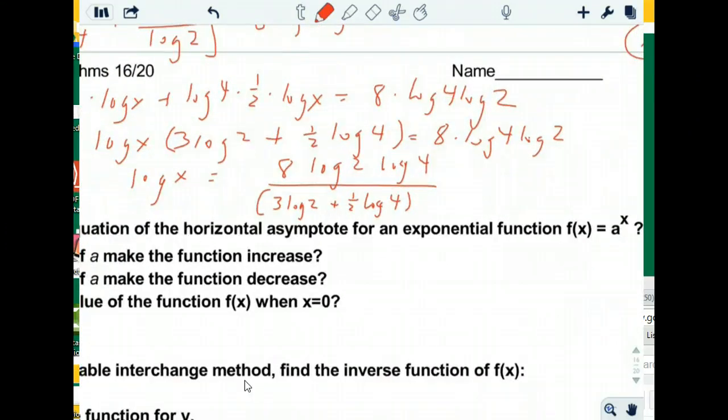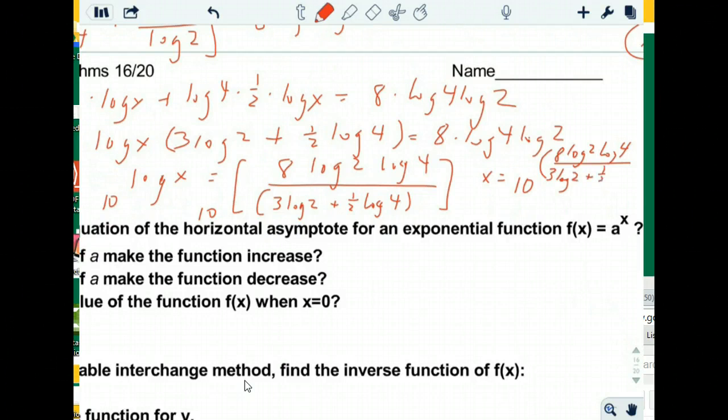And then to figure out exactly what x is, log of x is equal to this expression. So 10 to both sides, then you'd have x equals 10 to the, and then you'd have this big expression here: 8 log of 2 times log of 4, and underneath you have 3 log of 2 plus 1/2 log of 4. Okay?